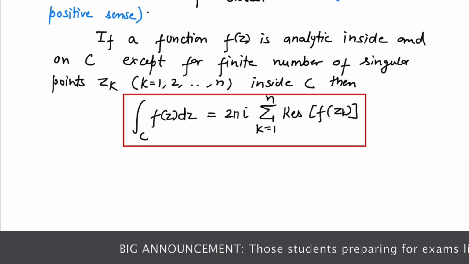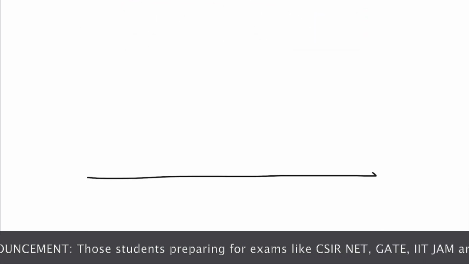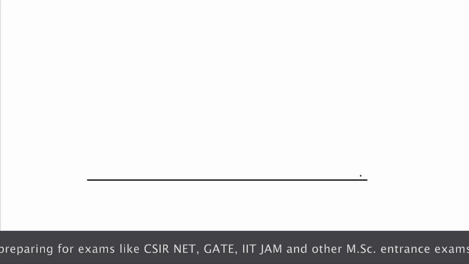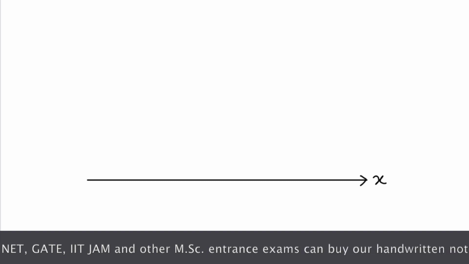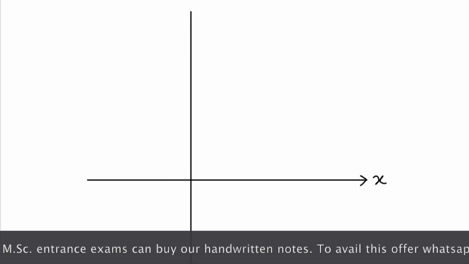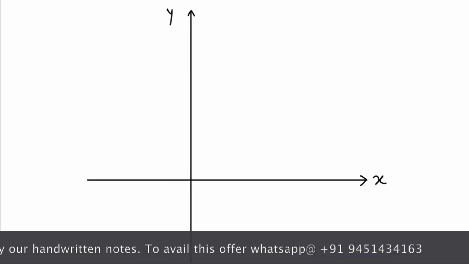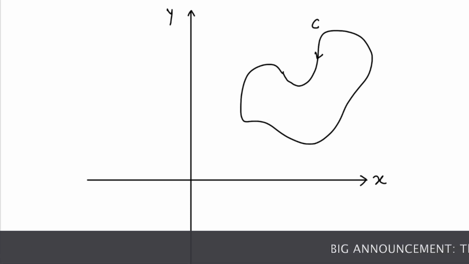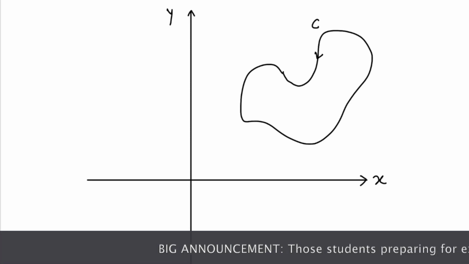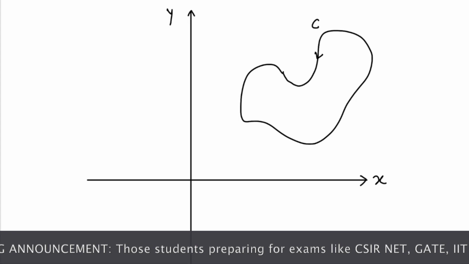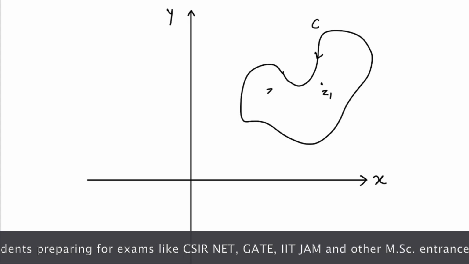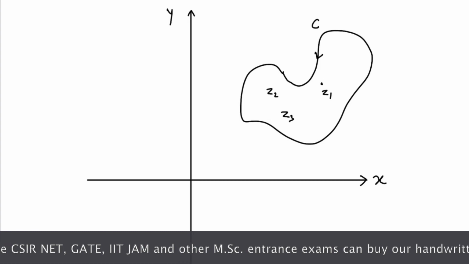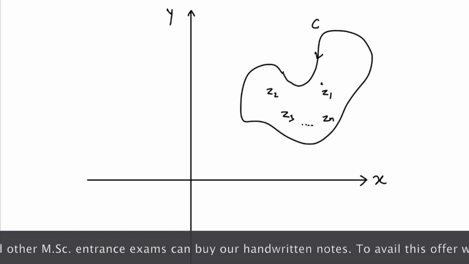Now let me picture the situation here. Suppose this is the x axis and this is the y axis, and we have some simple contour C here, and inside this contour C there are a finite number of singular points, and those singular points are z1, z2, z3 and so on up to zn.